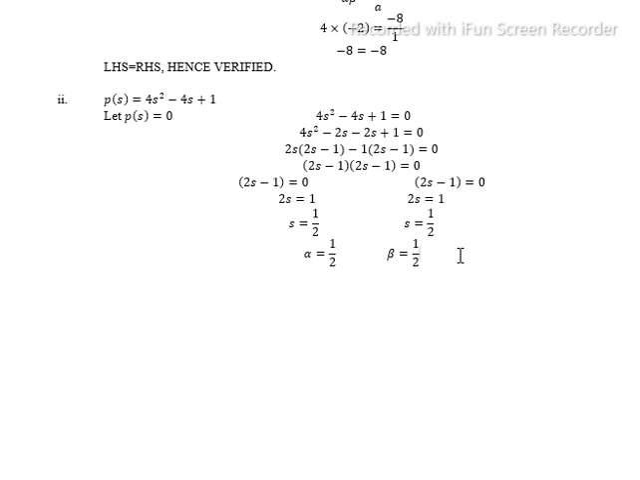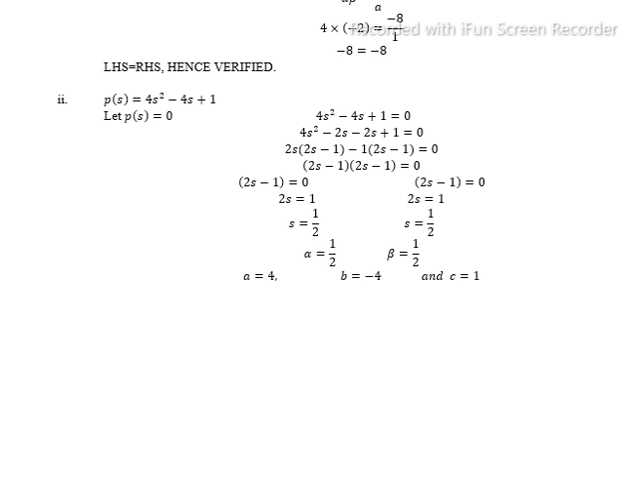Now we have to verify the relationship. What are the values of a, b, c in the given equation? On comparing with the general form, a is equal to 4, b is equal to minus 4, and c is equal to 1.